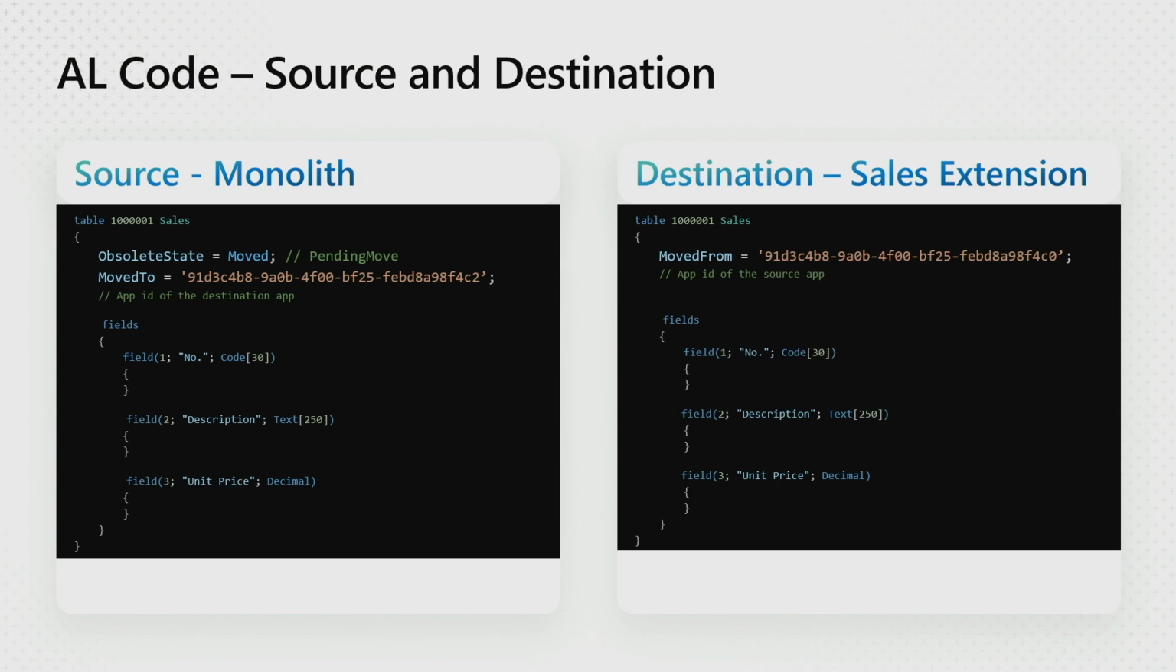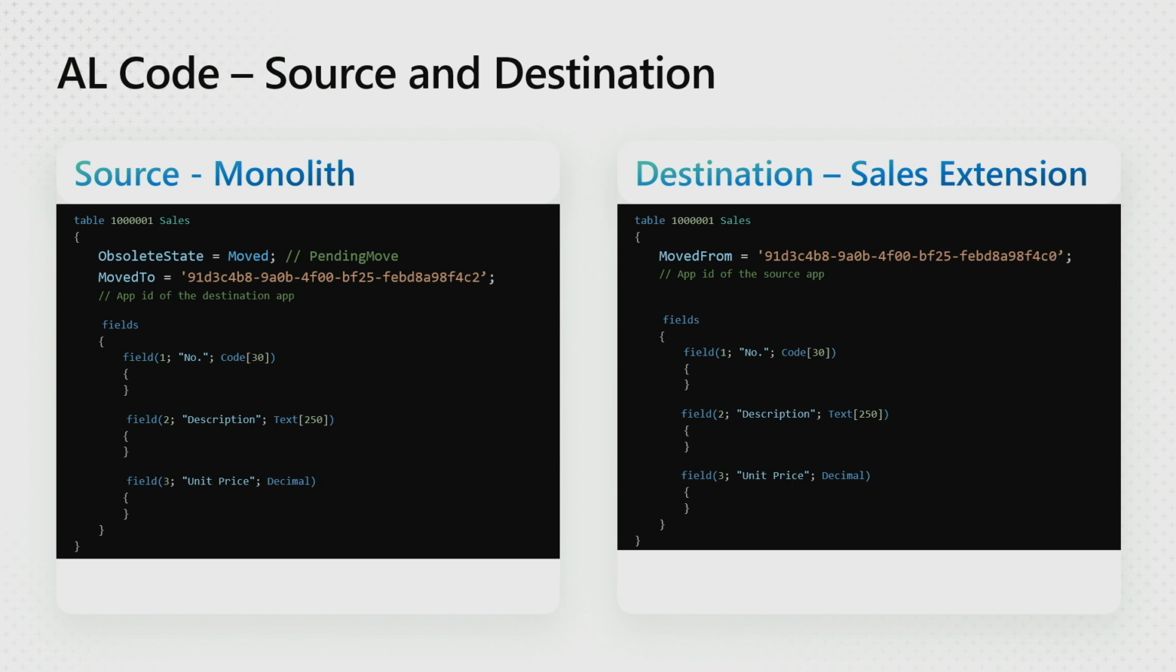On the source extension, we need to find the definition of the table, here table sales, and we need to use obsolescence in order to mark it for moving. We use the obsolete state property, which you will know from the normal obsolescence, and use the new values PendingMove and Moved to mark the table as moved. PendingMove is used in order to declare that this table will become unavailable in a future version. The MoveTo property marks the destination of our move. It needs to take the value of the app ID of the destination application.